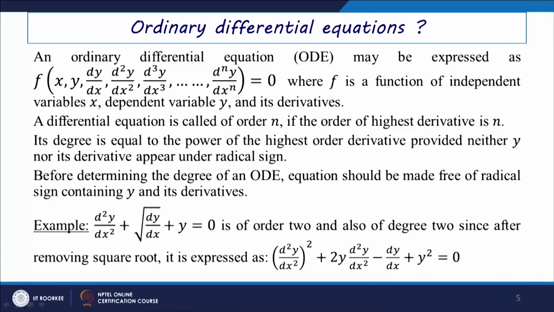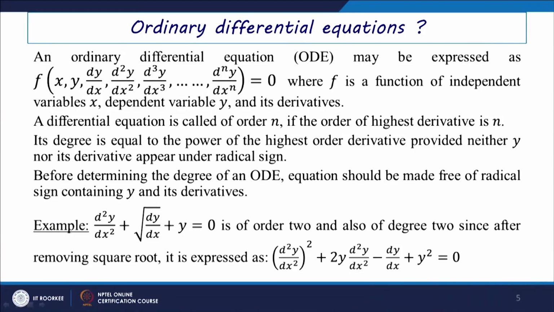An ordinary differential equation can be expressed in the form of x, y, dy by dx, d square y by dx square. If it is an nth order differential equation, we can write it as a function of x, y, dy by dx, d square y by dx square, d cube y by dx cube, up to d to the power n y by dx to the power n, equals 0. Whether the equation is represented in a multiplied form, addition form, or division form, we can equate it to 0 by taking all the right hand side terms to the left hand side.